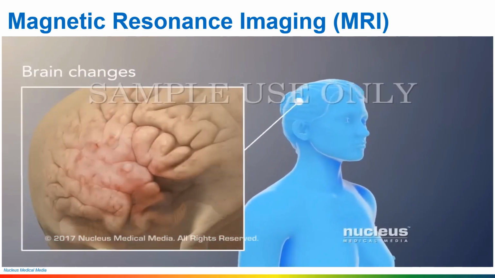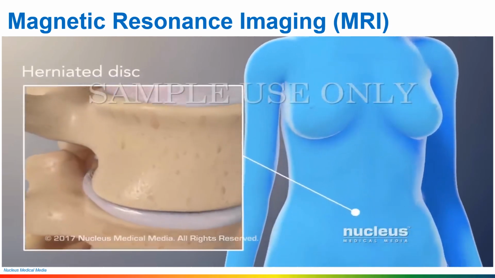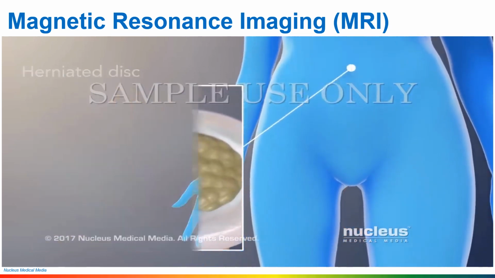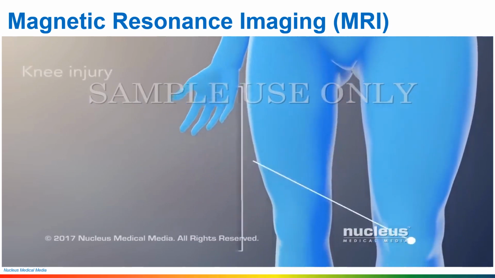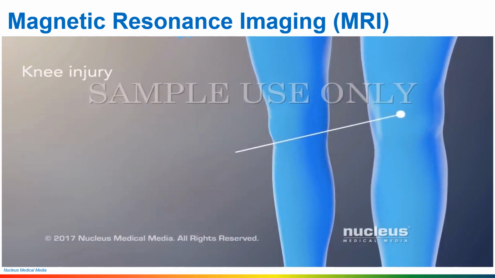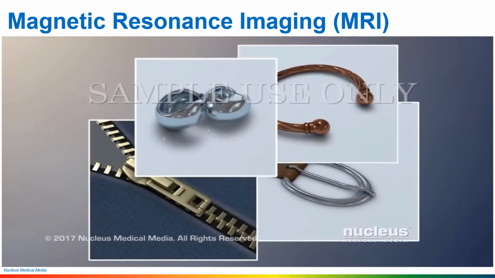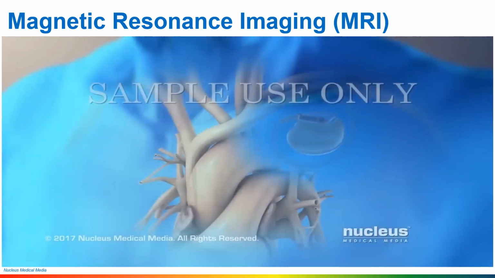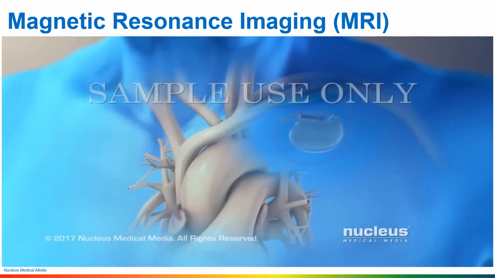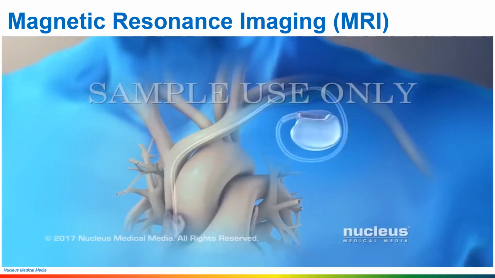brain changes, as in stroke, problems with your back, such as a herniated disc, and an injury inside the body, such as a torn anterior cruciate ligament. Before MRI, you will remove all metal objects. And it's not safe to have MRI with some medical implants. You should tell the MRI technologist about any metal, device, or implant you may have in your body, such as a pacemaker.